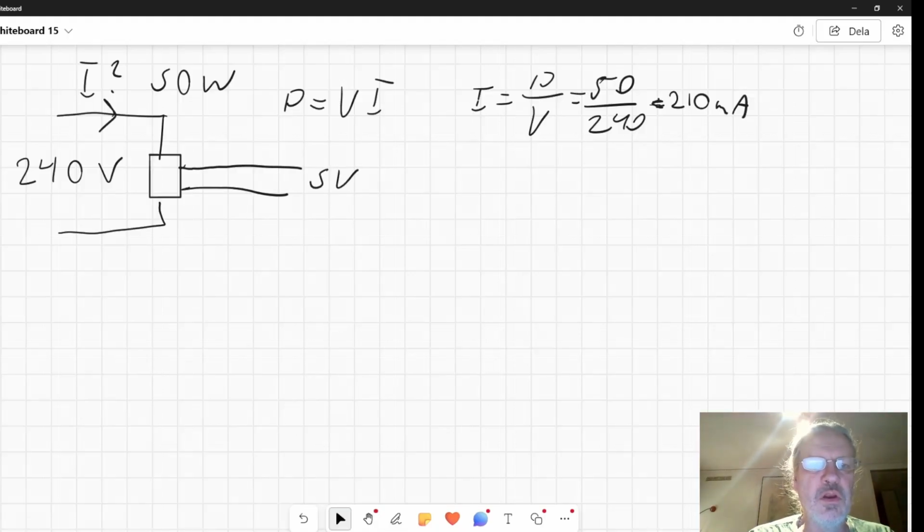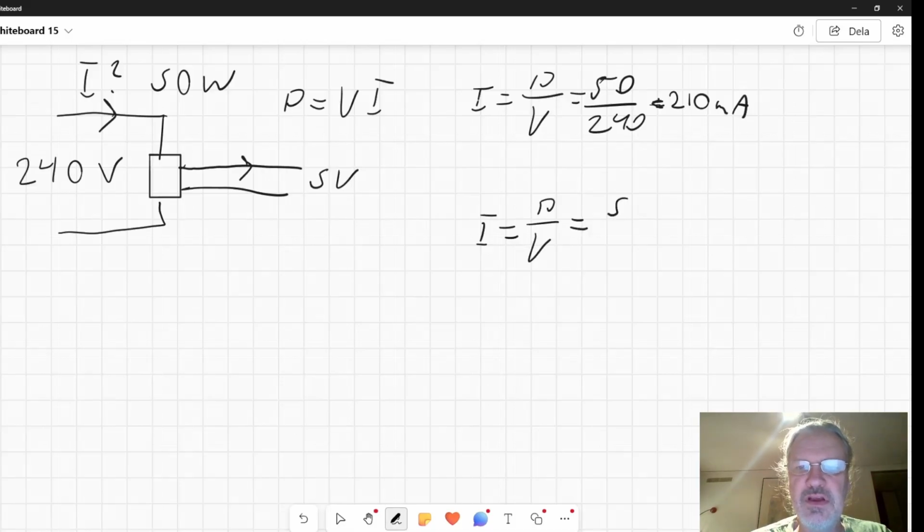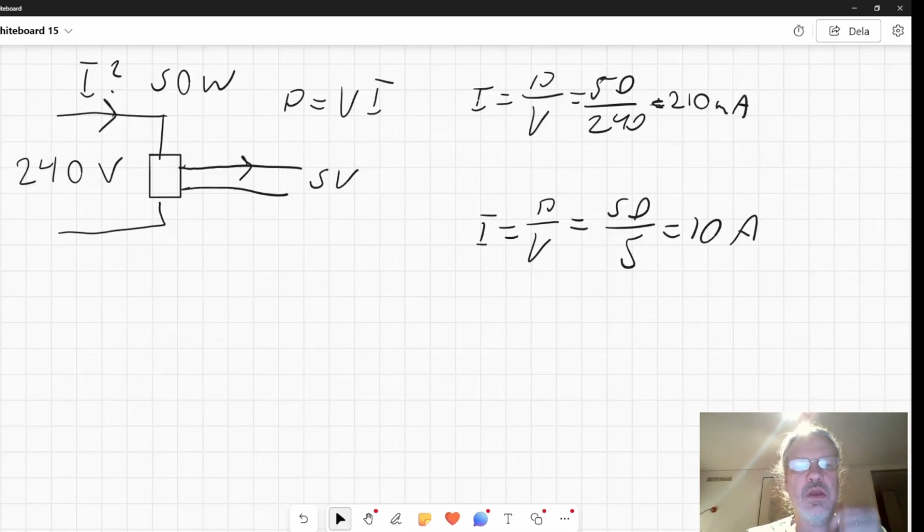And assuming we have no losses here, so we still have 50 watts out, then what current will you have here? Yet again, we can use the same formula here, that I equals power divided by voltage. In this case, the power yet again was 50 divided by voltage, 5, equals 10 amps. So we have turned high voltage, low current to low voltage, high current. And that must be so if the power should be the same.